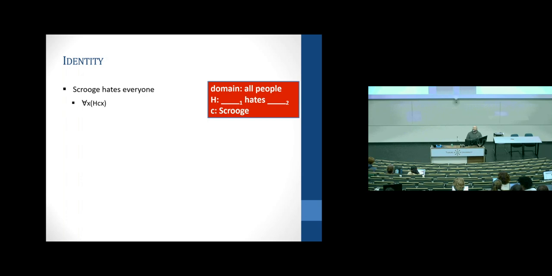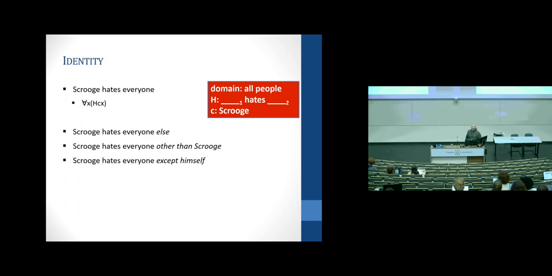Note, strictly speaking, up until one slide ago, we didn't have the tools to say that yet. We might want to say Scrooge hates everyone else. Scrooge hates everyone other than Scrooge. Or Scrooge hates everyone except himself. Now that we have the identity predicate, we can say how that is going to work.